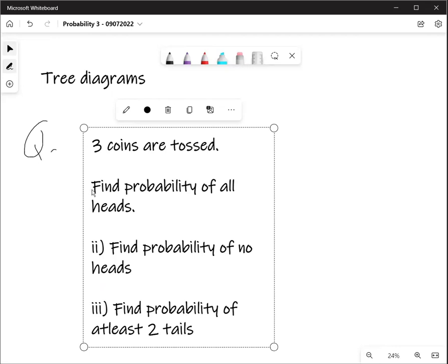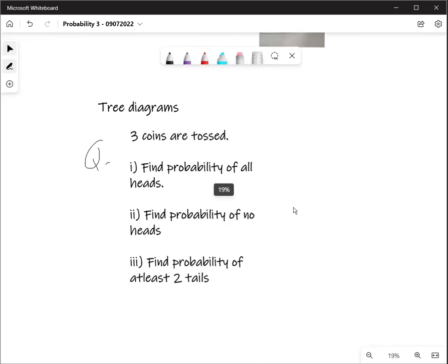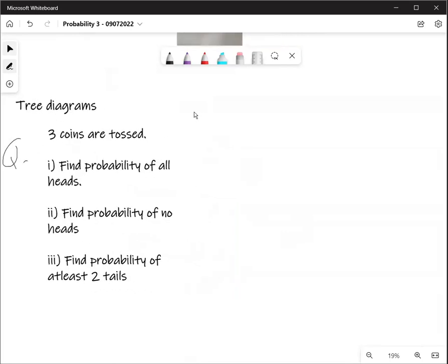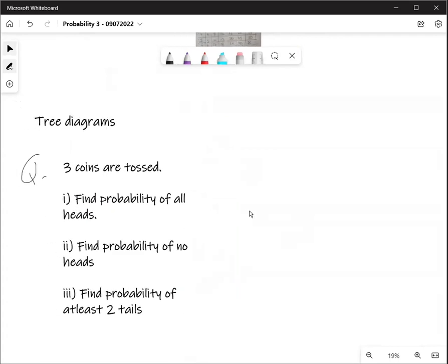Now these are the 3 kinds of questions you can get in the exam. This is the only kind of question you'll get in the exam, surely. Is that clear? If you can solve all 3 kinds of questions, you can score full marks in tree diagrams. First off, Anas, read the question. 3 coins are tossed. Find probability of all heads. Let's make the first step always to make the tree diagram in questions like these.